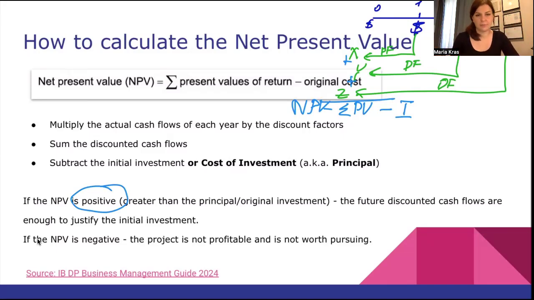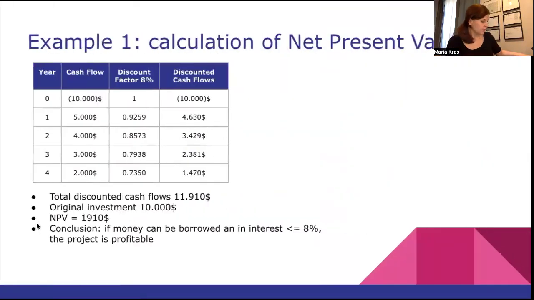Let's do an actual example. I think it will make it easier for you to understand. So let's say we have an example with the original $10,000 of investment. Let's just start with drawing our timeline.